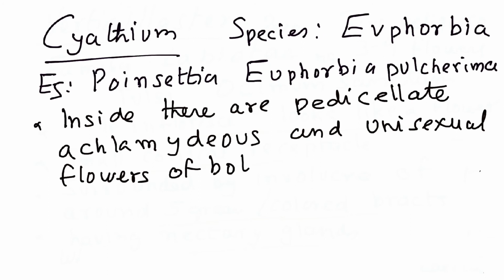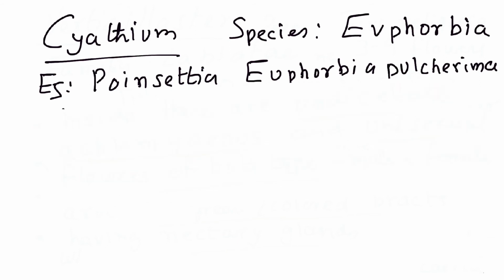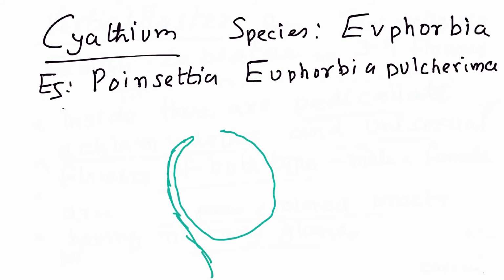So note this point. It's too important to miss, especially when we look at the NEET examination. Achlamydeous flowers, that's very important. And of course, unisexual means it's either male or female. You have both male and female flowers. Now let's have a look at the diagram to get a better understanding of what we are dealing with.